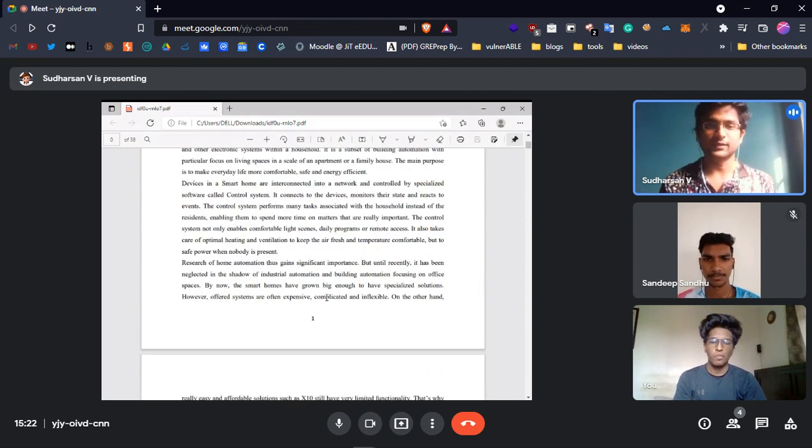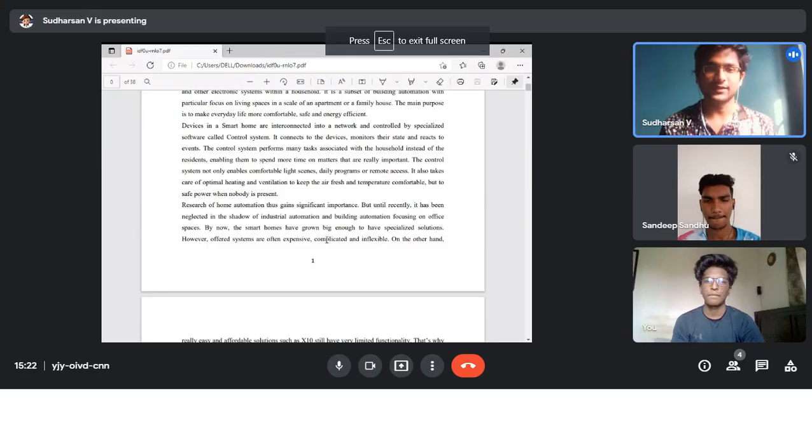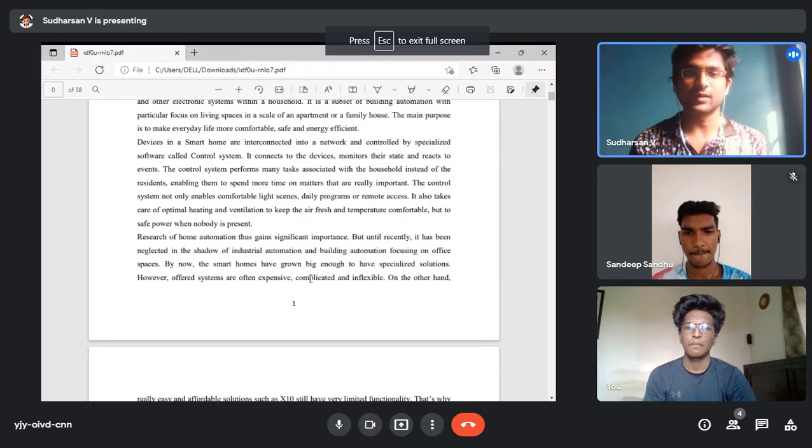Devices in smart homes are interconnected into a network and controlled by specialized software called control system. It connects to the devices, monitors their state, and reacts to events. The control system performs many tasks associated with the household instead of the residents, enabling them to spend more time on matters that are really important.